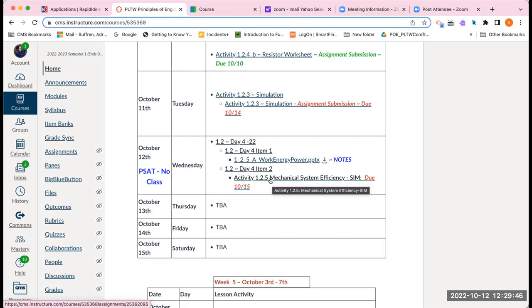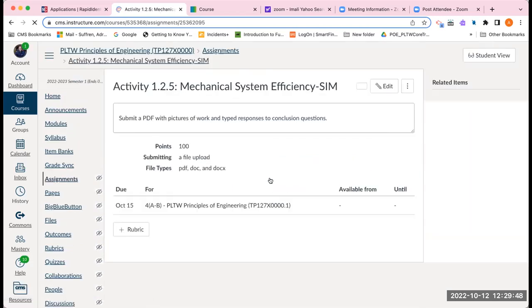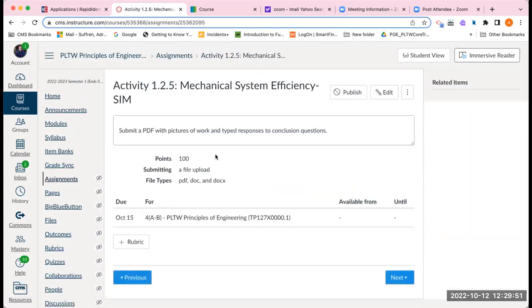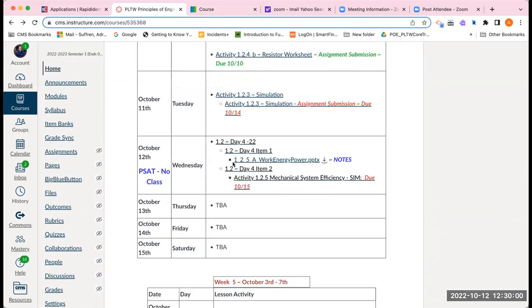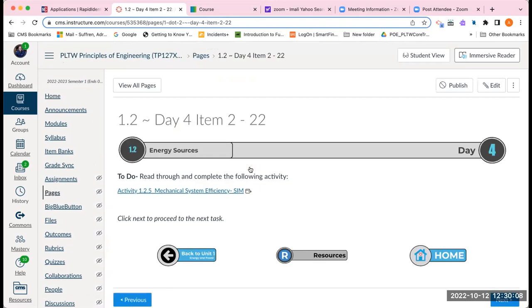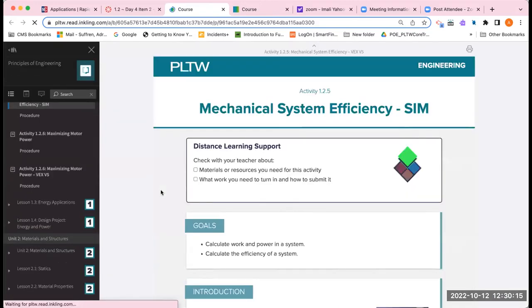All right, so when I click on that, it's going to take us, whoops. I think I need to redo that link. Give me a second here. Okay, I'll redo that. But if you click on this link right here, this will take us to the Project Lead the Way, activity 1.2.5, mechanical system efficiency sim.